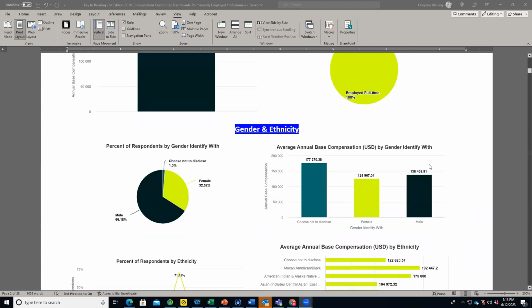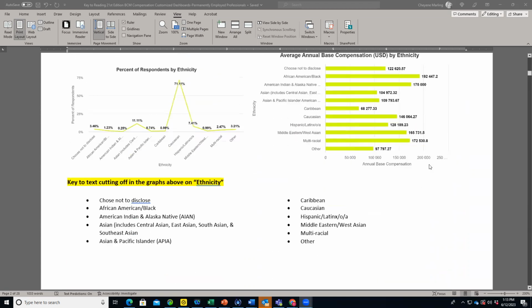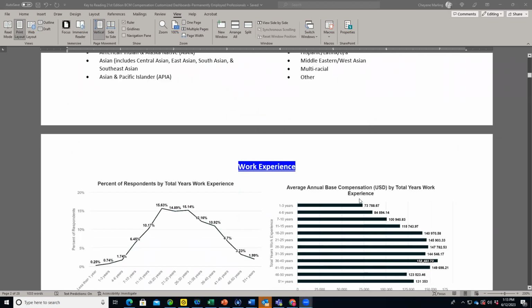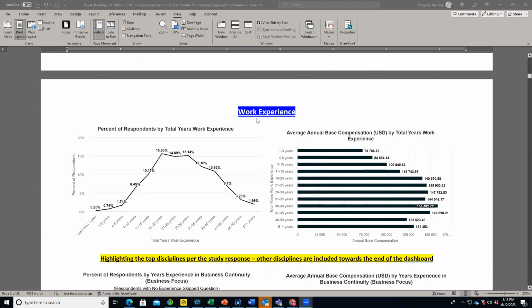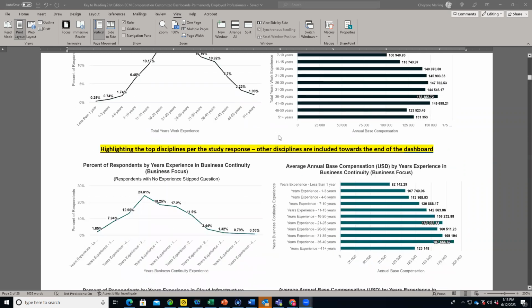Next, we have gender and ethnicity. Here's an excellent example where the text is cutting off. You see those little dots? So we imported within this key the full text, so you know what is being cut off of that particular data chart. If we continue to scroll down, we have work experience. So this is the next category. We have total years of experience, and then we have by discipline expertise.